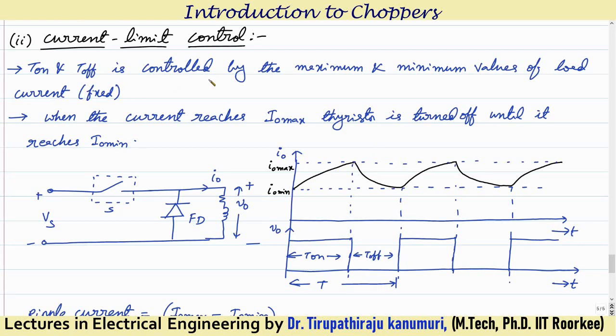Here T on and T off are controlled by the maximum and minimum values of the load current, which are fixed and pre-decided. When the current reaches the I0 maximum value, the thyristor is turned off until it reaches the I0 minimum value. You can see the current is increasing. When it reaches the maximum value, the thyristor is turned off until it reaches the minimum. Again it will increase. To turn on and turn off based on this, we need a sensor. That sensor will detect whether the minimum and maximum current are reached. Accordingly, it takes the action.